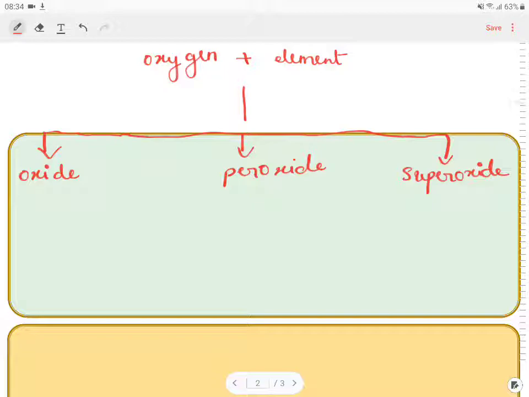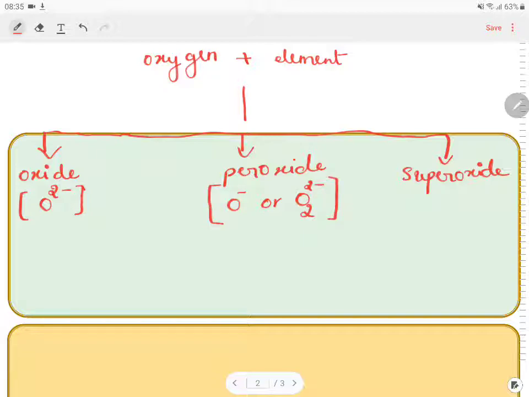Oxygen is an electronegative atom, so it has a tendency to carry a negative charge. If I consider oxide, each oxygen atom carries two negative charges, so the O2 minus ion will be present. Similarly, peroxide will have the O minus ion. Each oxygen atom carries one negative charge. If I combine two oxygen atoms, it will be O2 2 minus. This ion will be there in peroxides.